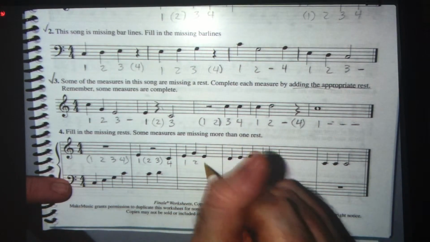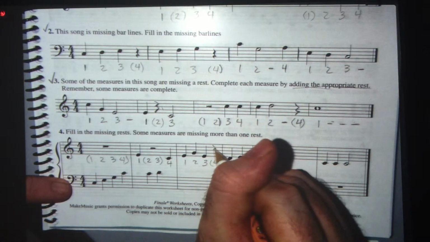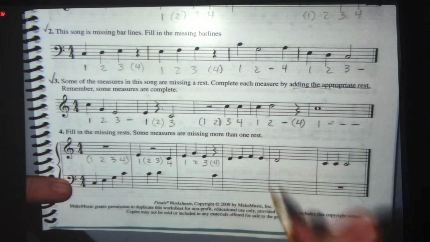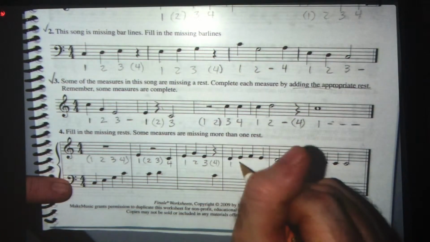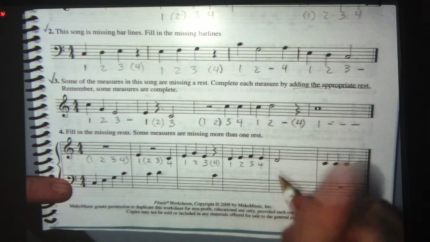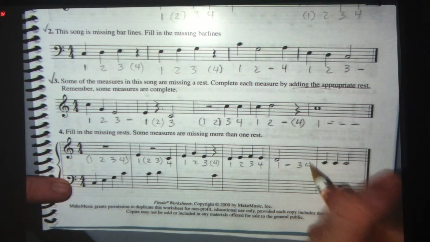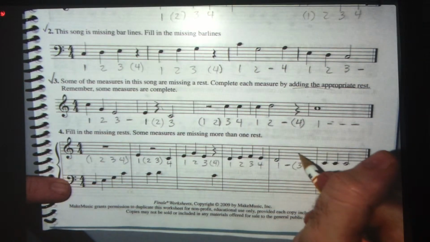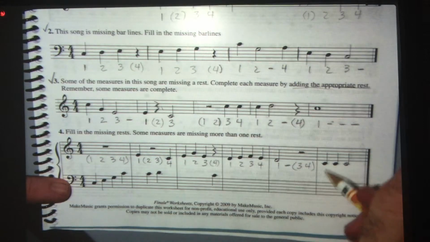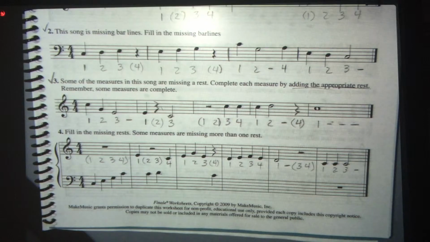1, 2, 3. We're missing B4, so we need a quarter rest to complete the measure. 1, 2, 3, 4. That measure is complete. 1, this would be 2, so we're missing 3, 4. We need a half rest. And the last one, 1, 2, 3. That one's fine. We don't need to do anything there.